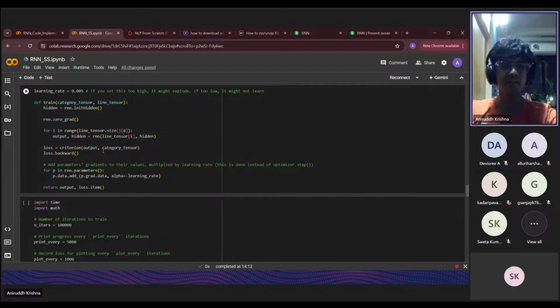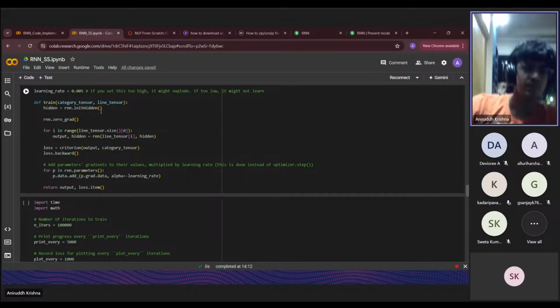Then learning rate, I define as 0.005 because I don't want to take the risk of keeping the learning rate too high or too low. So this is basically something that we just have to test again and again to get that final perfect value. And then I define the train function.